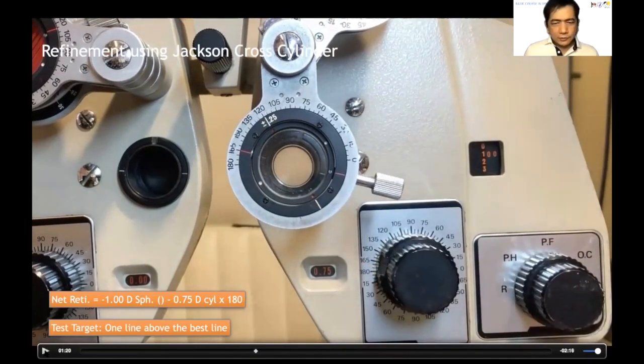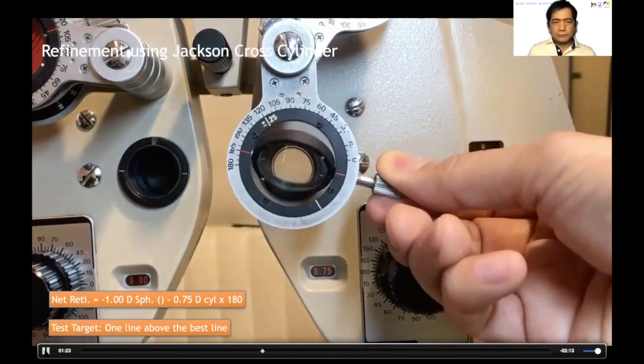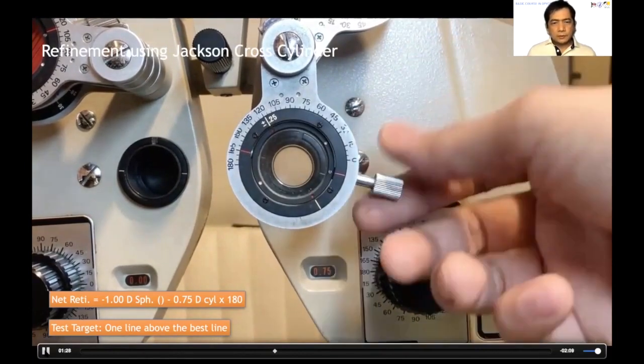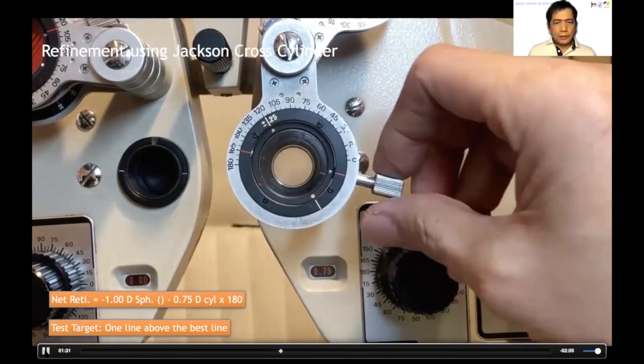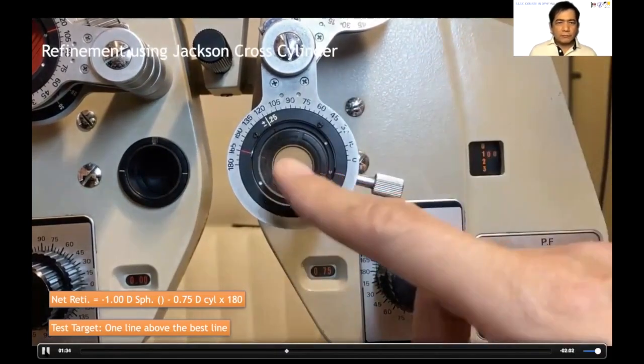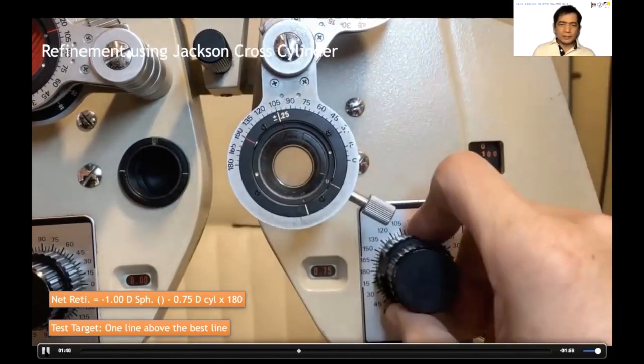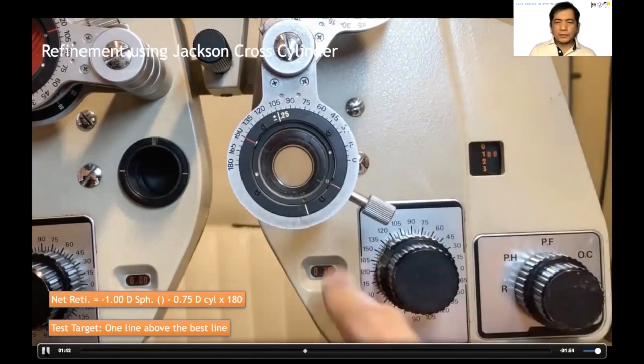So if your cylinder is less than 2 diopter, you can move your Jackson cross cylinder axis 10 to 15 degrees away. But if the cylinder is high, you move your cylinder axis by about 5 degrees. So repeat the same procedure. Tell the patient which is better, lens 1 or lens 2, or are they the same? Repeat again. And the patient chooses lens 2, so you move again 15 degrees towards the red dot. And then move also your initial axis.